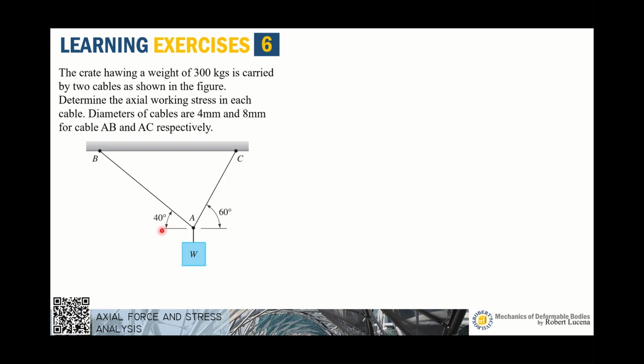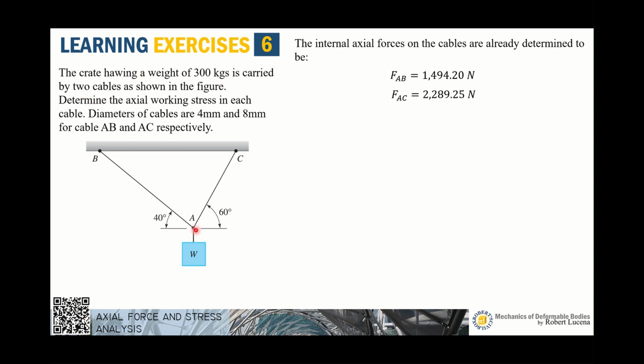Let's try another investigation for the similar problem that we have solved. We have here a crate having a weight of 300 kilograms. Sorry for the typographical error. And we already know that the internal reactions for FAB and FAC are 1,494 and 2,289 respectively. Now let's investigate the amount of stress developed.